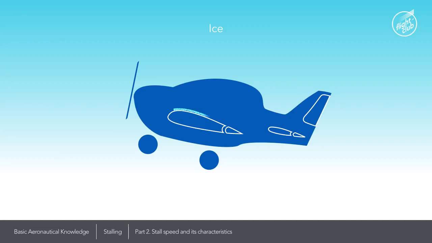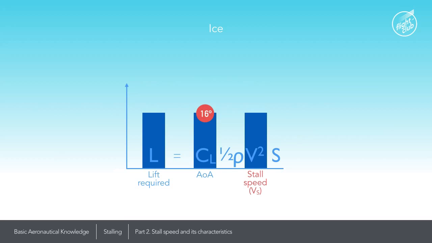Ice. Ice on the wings disturbs the smooth airflow over the wings, causing it to detach earlier. More lift is required to offset this problem, thus the stall speed increases.